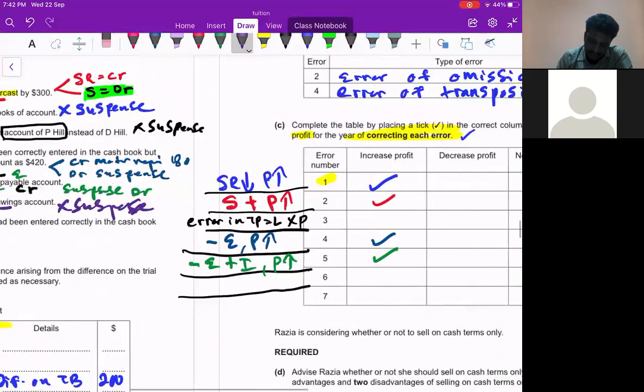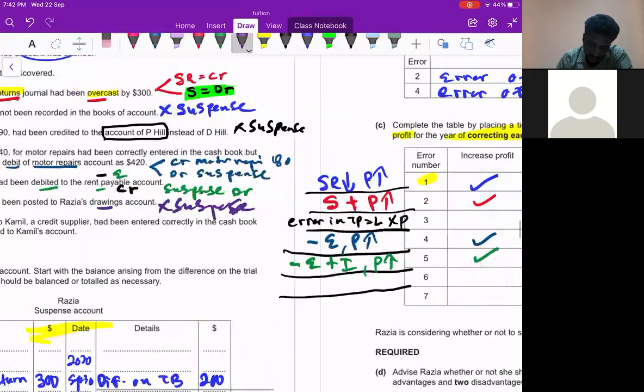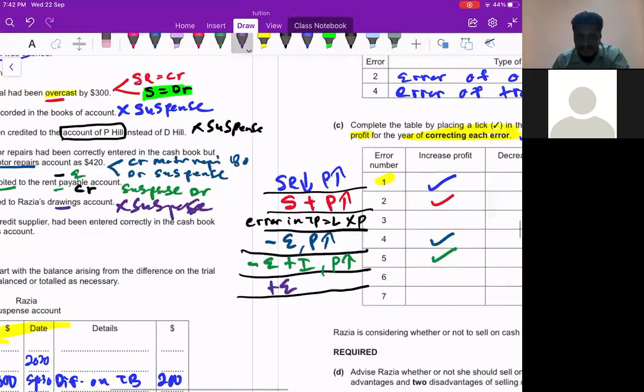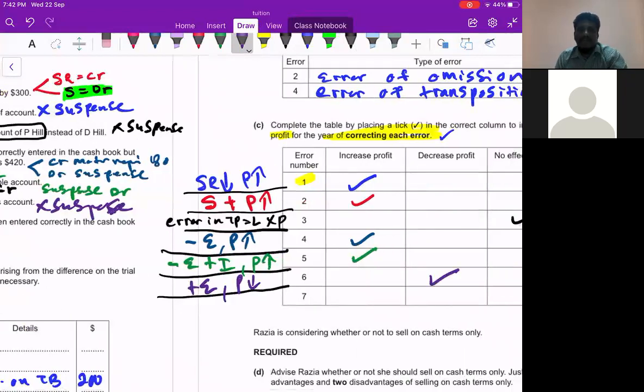But this one will affect your profit definitely because it's expenses. So now you'll plus the expenses or minus the expenses. It's your wages, but you record in a drawing. So now you need to plus the wages, plus the expenses. Expenses you plus means profit will be reduced. Okay, next one.